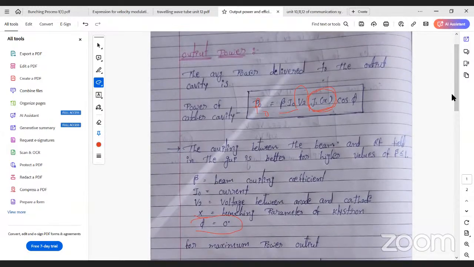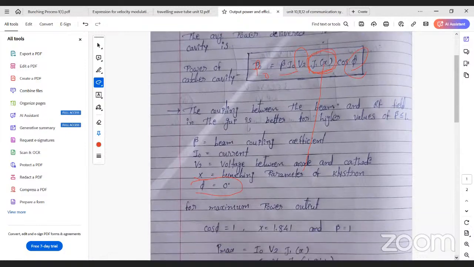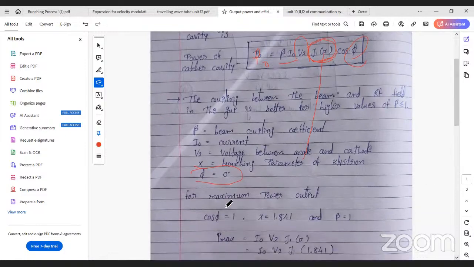What is the formula of P naught? P naught equals beta I naught V2 J1 of X. Beta is the coupling coefficient, I naught is the current, V2 is the voltage between the anode and cathode, J1 of X represents a Bessel function where X represents the bunching parameter of the klystron. And here I am taking cos phi, with phi as 0 degrees. Using this, I am writing the next equation. Here cos phi I am taking as 1, and I am substituting directly the value of Bessel function J1 of X, with X value taken as 1. This is some fixed constant value.